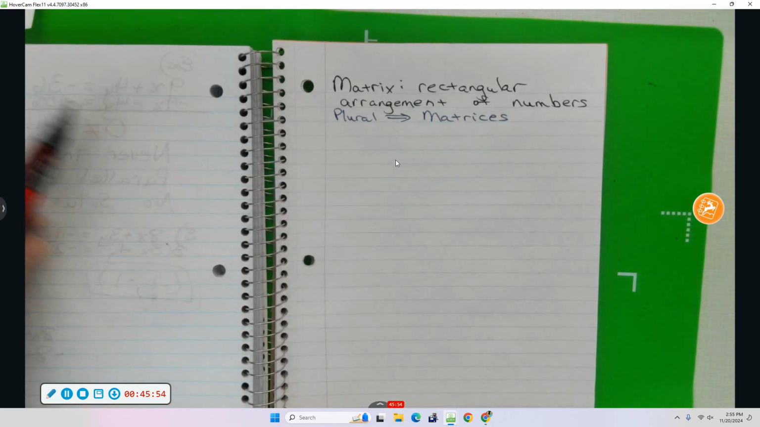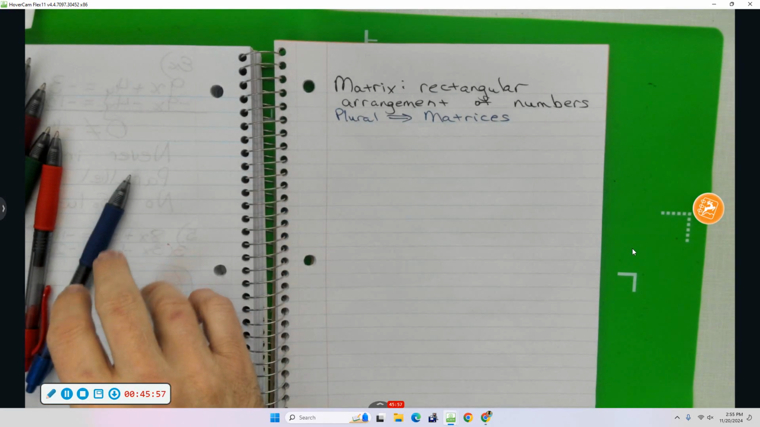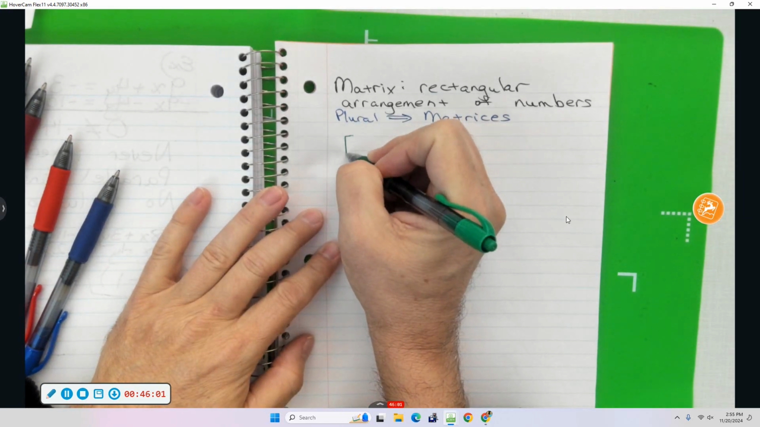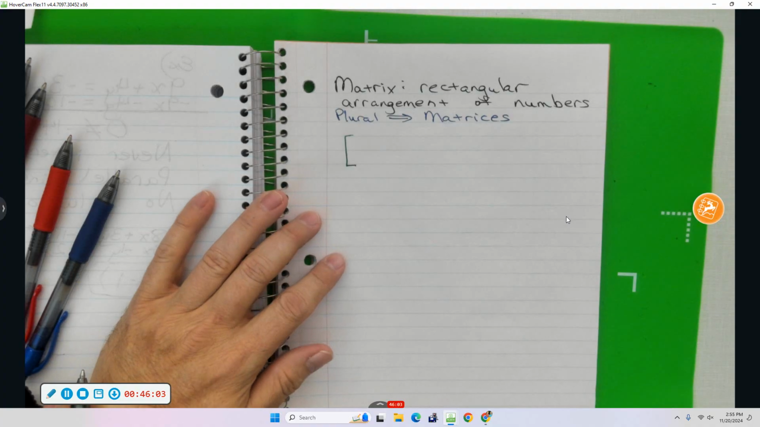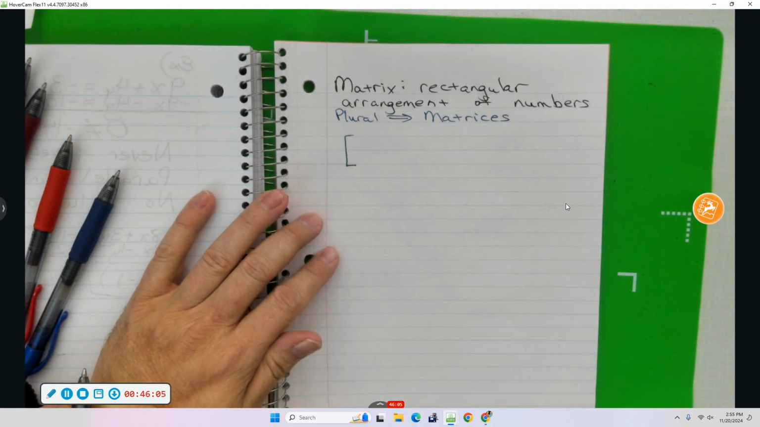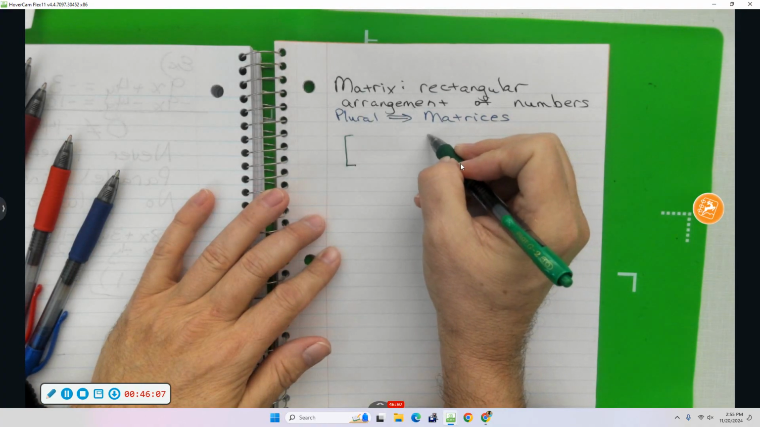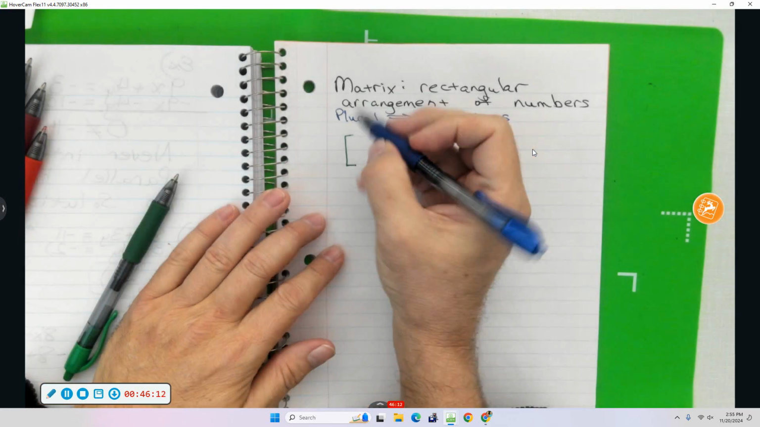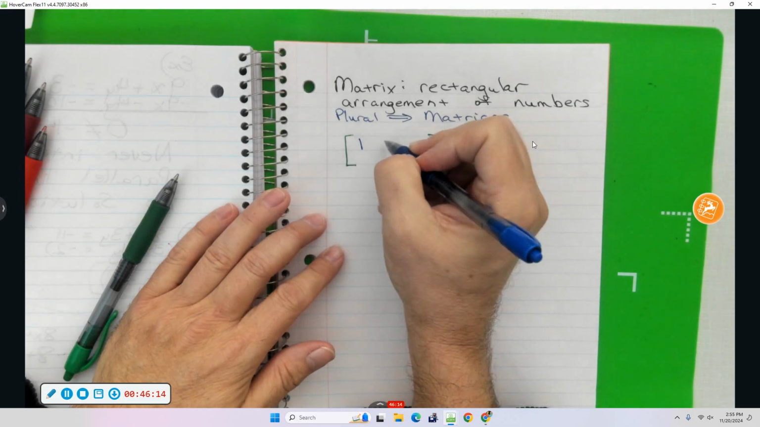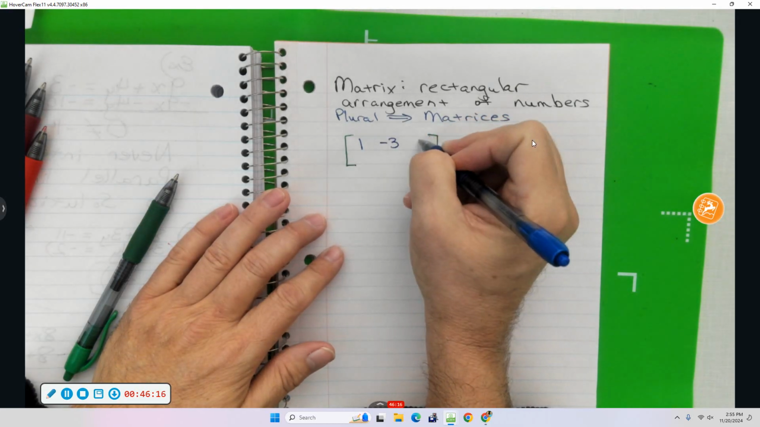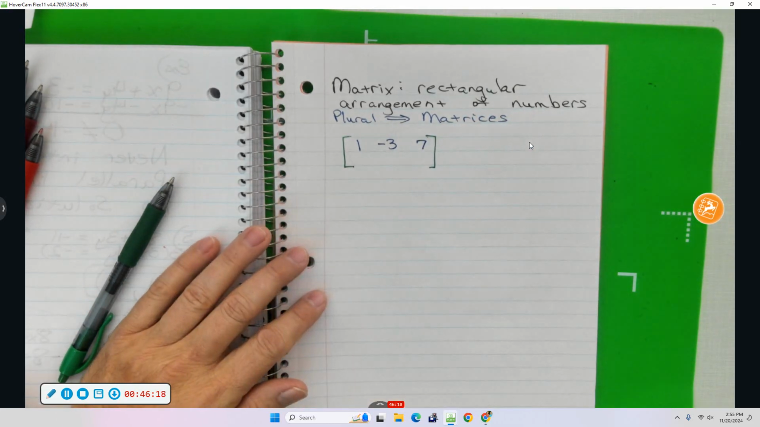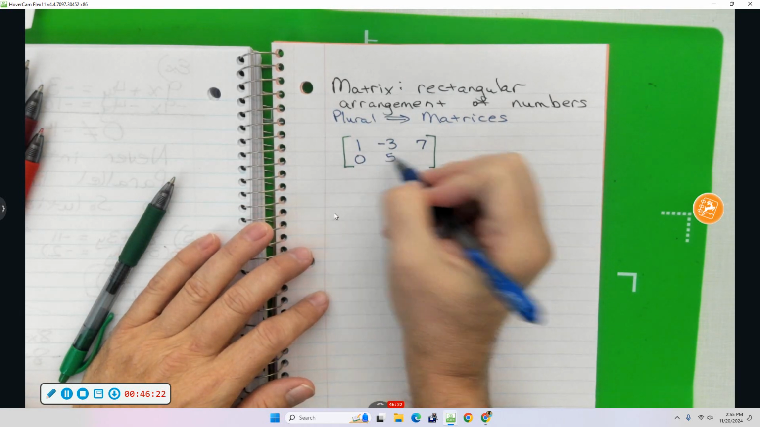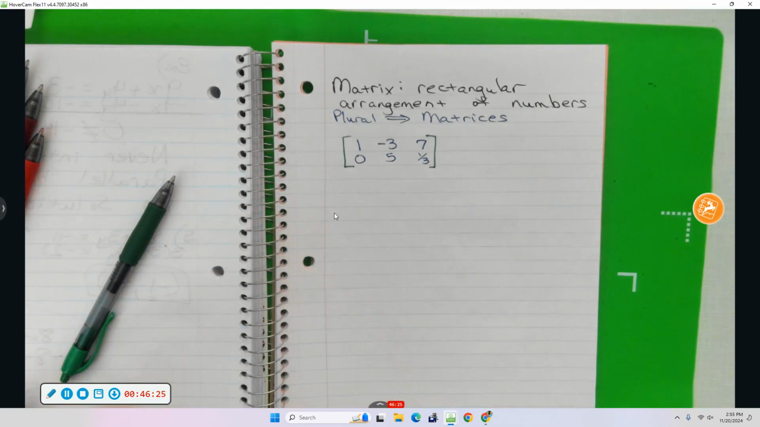It's standard to enclose matrices in big rectangular brackets, like what you use for interval notation. And here's an example of a matrix. I'm going to write out a matrix for us. I'm just going to make it up. Let's say 1, -3, 7 on top, and 0, 5, 1/3 on bottom.